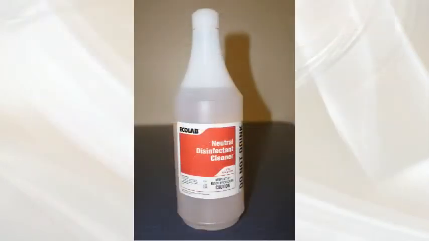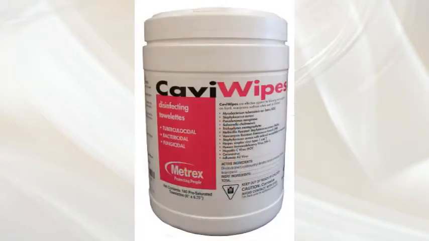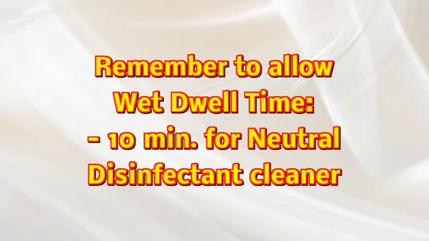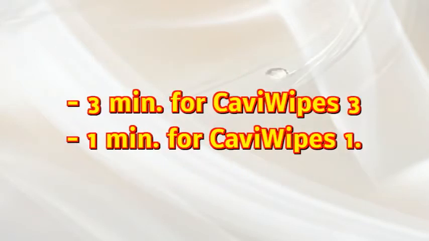Clean and disinfect these high hand touch areas using either a neutral disinfectant cleaner or CaviWipes in accordance with the type of room you are cleaning. As you clean and disinfect, remember to allow for adequate wet dwell time for the disinfectant solution to kill microorganisms. 10 minutes for neutral disinfectant cleaner, 3 minutes for CaviWipes 3, and 1 minute for CaviWipes 1.